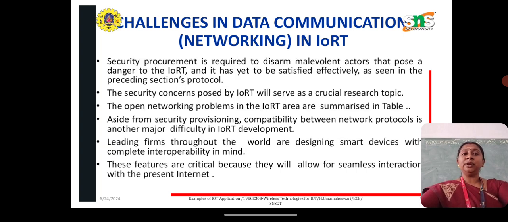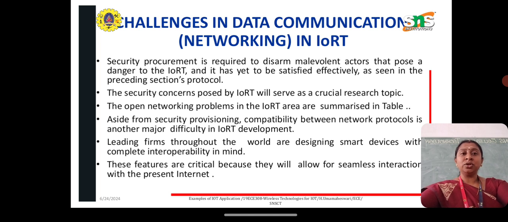Then security provisioning is required in order to disarm malevolent actors that pose a danger to the IoT, and it has yet to be satisfied effectively as seen in the preceding sections on protocols. The security concerns posed by IoT will serve as a crucial research topic. The open networking problems in the IoT area are summarized in the table. Aside from security provisioning, compatibility between network protocols is another major difficulty in IoT development.